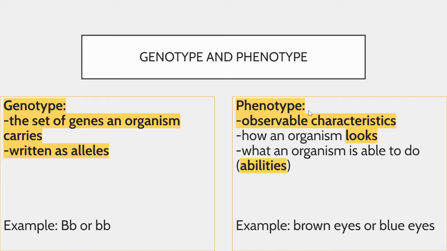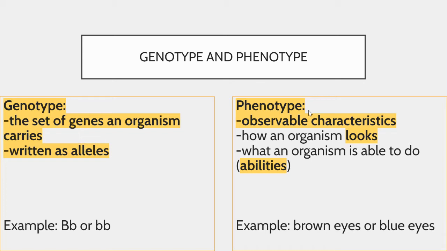Now we've got phenotype, and that's the actual observable characteristics, like how something looks or what it's able to do. Like the fact that I can curl my tongue into that U shape is an ability that I have. That's a phenotype that I have. And interestingly enough, my grandmother can't do that. She doesn't have that phenotype.